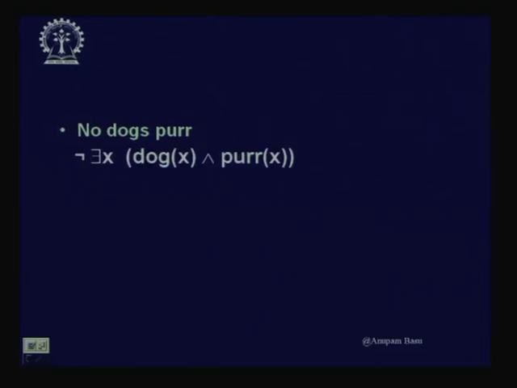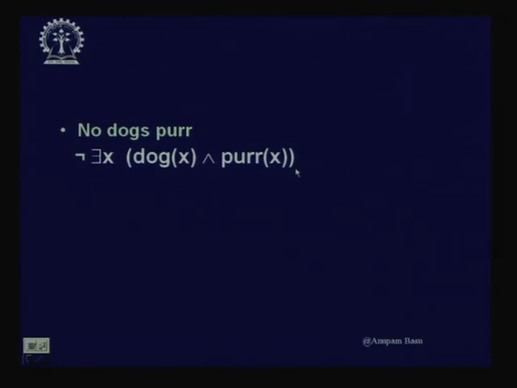The next problem was, the sentence that was asked to be converted was, no dogs purr. One possible representation of that is, there does not exist an x such that dog x and purr x. There does not exist an x such that dog x and purr x. Now, this is one way of representing it. Could there be another alternative way?